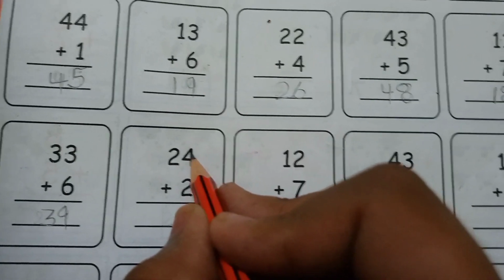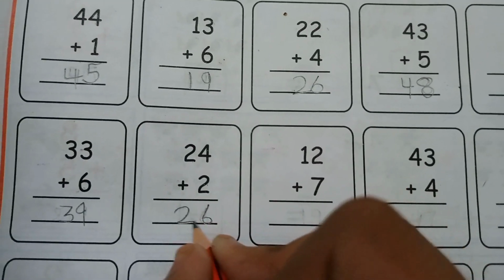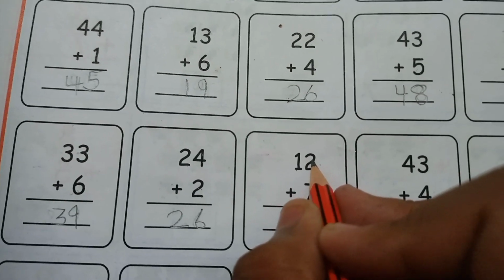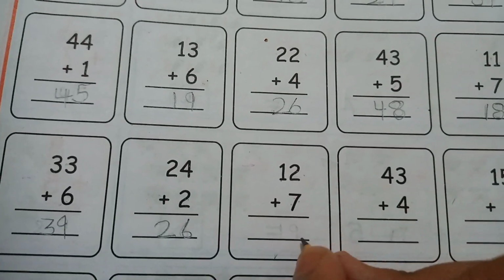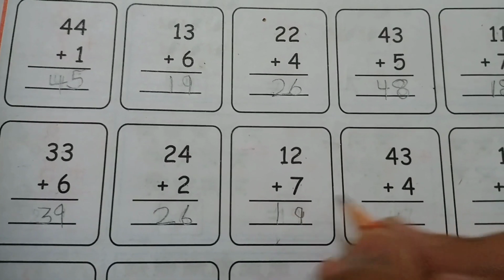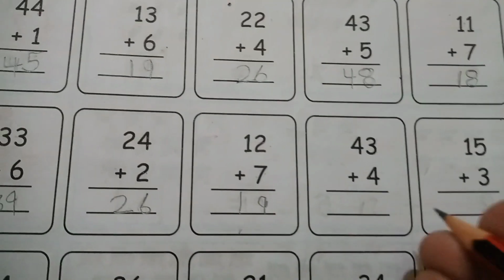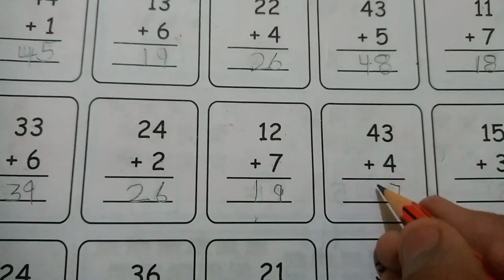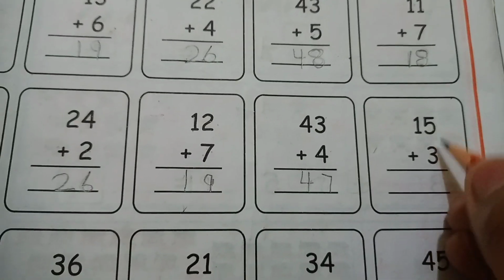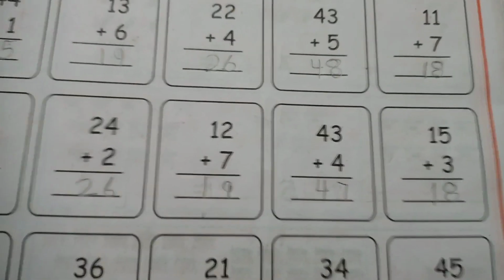24 plus 2. So we have to add 4 to 2. This would be 6. 2 will remain the same and our answer would be 26. 12 plus 7. We have to add 2 to 7 and it would be 9 here and 1 would come the same. So our answer would be 19. 43 plus 4. So 3 plus 4 would be 7 and 4 will come the same. So here it would be 47. 15 plus 3. So 5 plus 3 is 8 and 1 will come the same. So it would be 18.